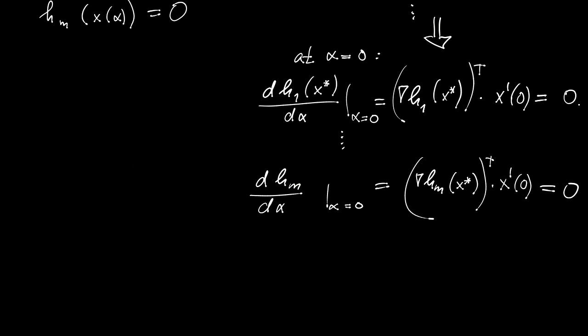So let's summarize what we have just learned. We have learned that it's not only that the gradient of the cost function should be orthogonal to a vector from the tangent space, but also the gradients of the constraint functions should be orthogonal to the tangent to the feasibility set.